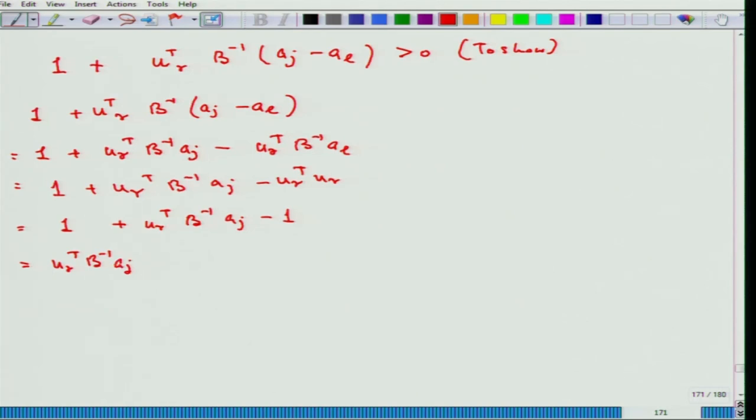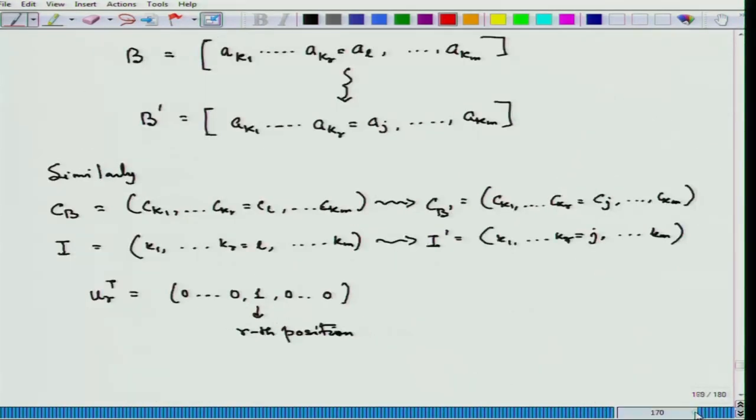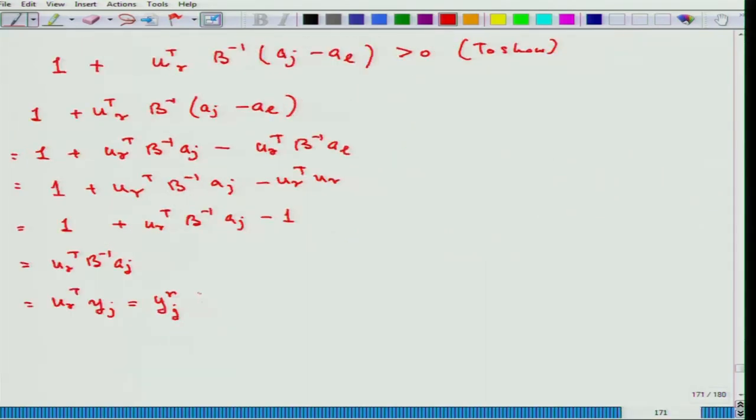So, what is B inverse A j? B inverse A j is Y j by definition. We have already mentioned many times that B inverse A j is symbolized as Y j. Now, what is this? This is Y r j, the rth component of the jth column, of this vector B inverse A j. But by the pivoting that we have done here, the pivoting tells me that this is strictly bigger than 0, and hence we have proved what we wanted.